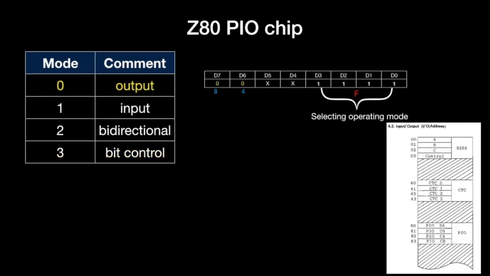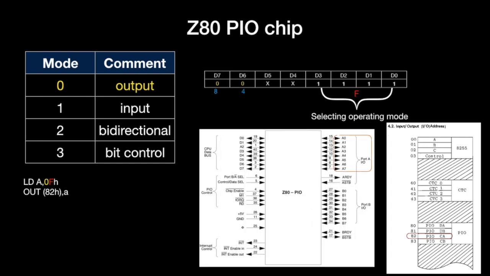If you want to configure port A in output mode, you have to load the accumulator with the hex value 0F and send the value of the accumulator over the out instruction to the address 82. After that, port A is configured for output. With the instruction out to 80, you send the value of the accumulator to port A.